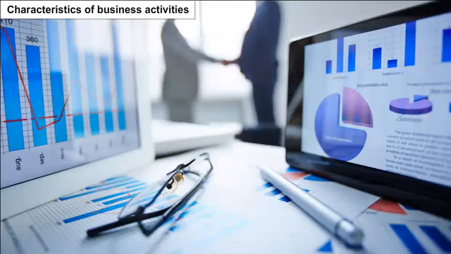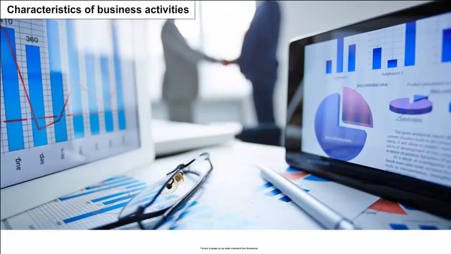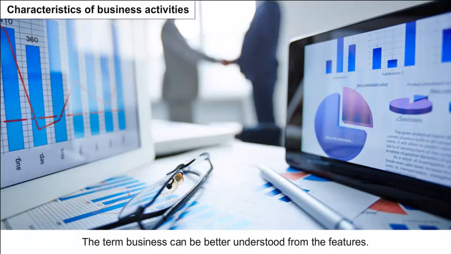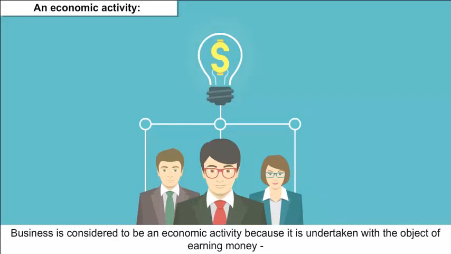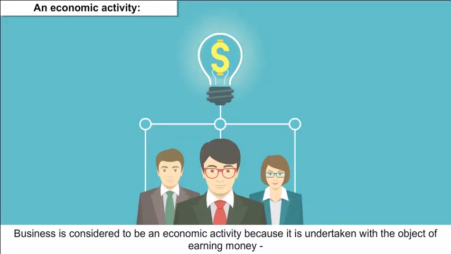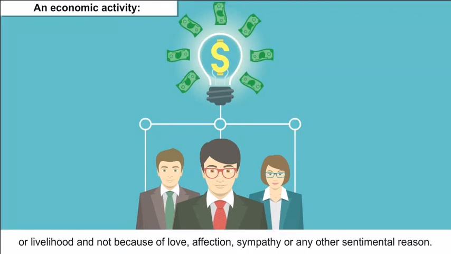Characteristics of business activities. The term business can be better understood from the features. An economic activity. Business is considered to be an economic activity because it is undertaken with the object of earning money or livelihood and not because of love, affection, sympathy, or any other sentimental reason.